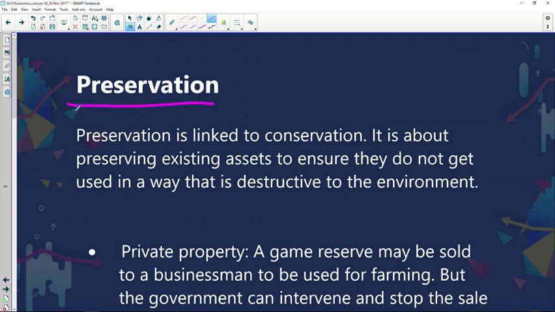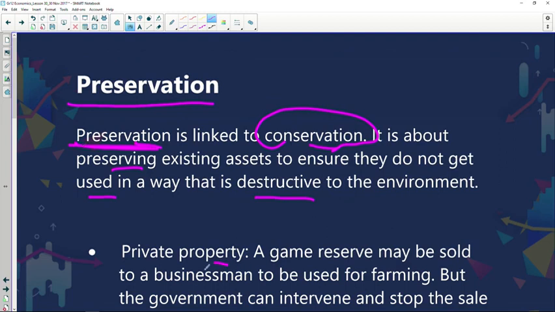So we've looked at conservation, and now we are looking at preservation. Preservation is linked to conservation. It is about preserving existing assets to ensure they do not get used in a way that is destructive to the environment. We must preserve our natural resources in order to ensure that they are not used in a destructive manner.